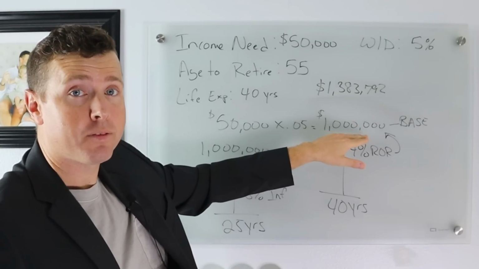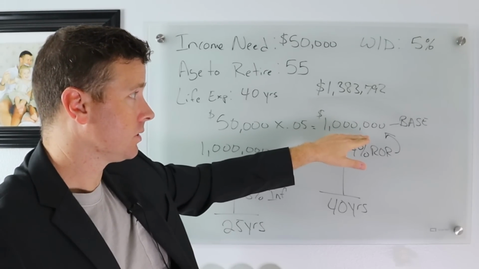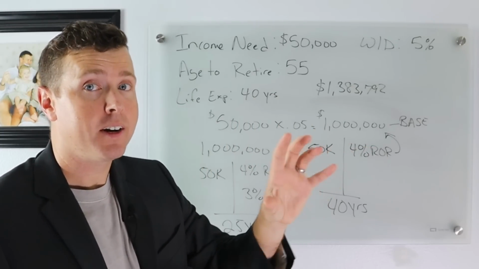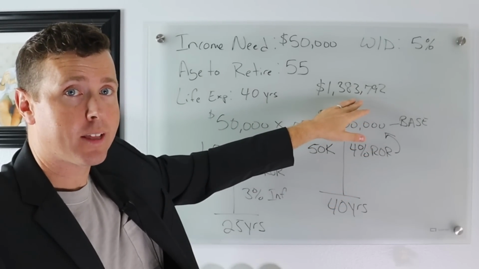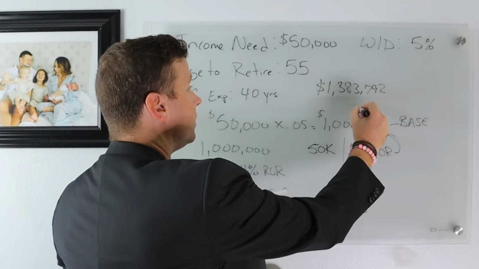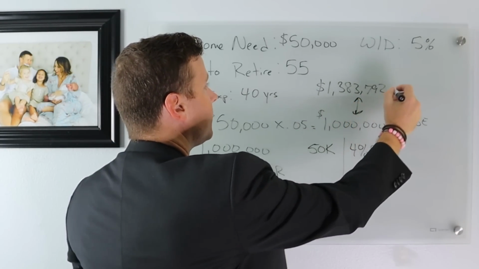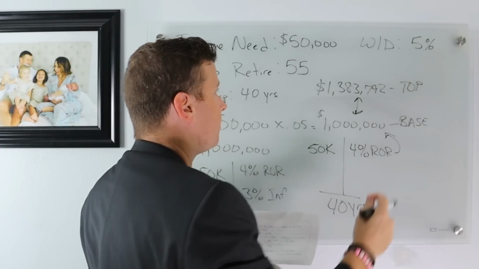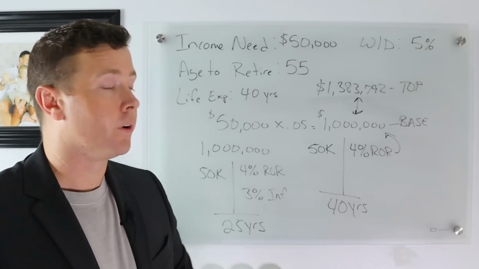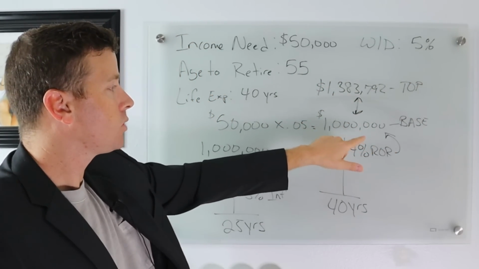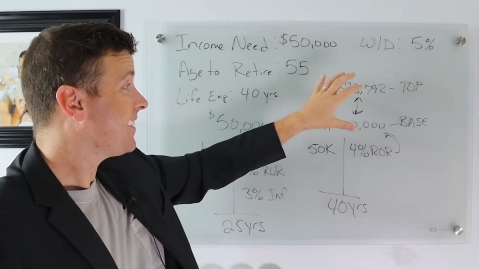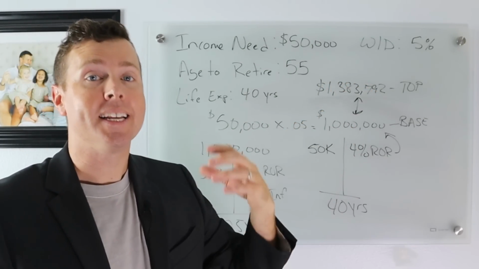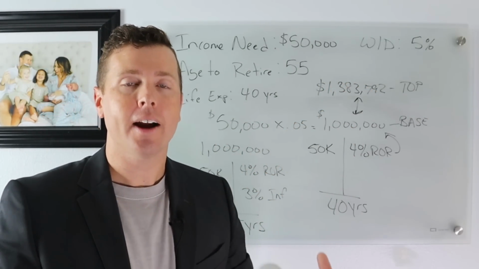Now that's without inflation, without taking any other variables in. When we start to add the variables in, we know we need $1,383,792. So this is kind of our top value. Like this is our hey, if we got $1.4 million, we can do it. So we want somewhere between $1 million and $1.3 million. And if we get to there, then we can say, yeah, I can retire at 55.